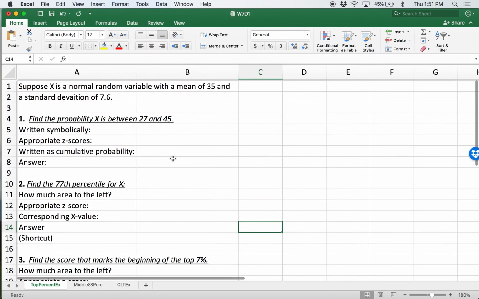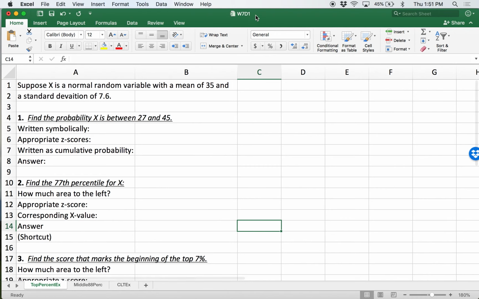All right, so let's jump to an example. We're inside the week 7 day 1 Excel worksheet, in our top percentile example sheet, and we want to work through this particular example. So we assume that we have a normal random variable. It has a mean of 35 and a standard deviation of 7.6. These are the parameters of our normal random variable.